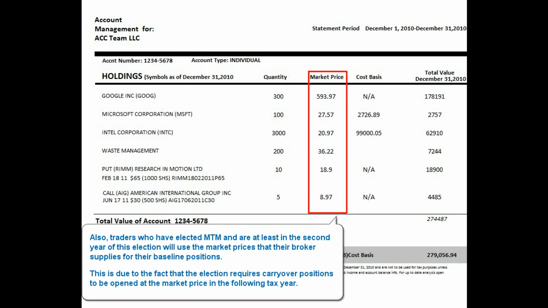Also, traders who have elected MTM and at least in the second year of this election will use the market prices that their broker supplies for their baseline positions. This is due to the fact that the election requires carryover positions to be opened at the market price in the following tax year.